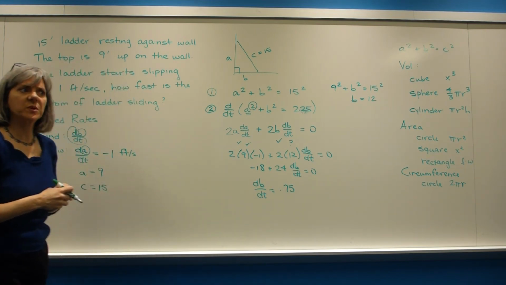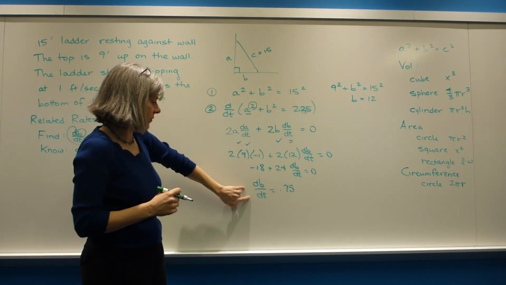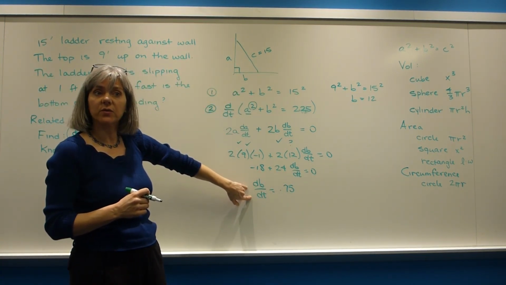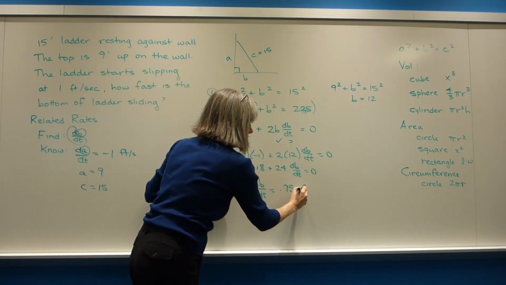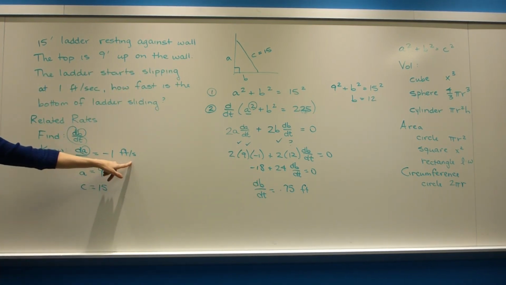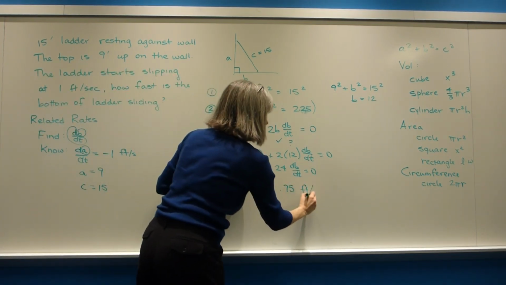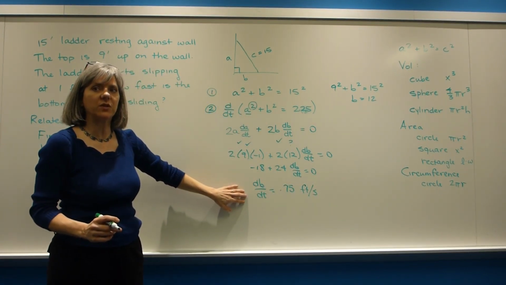Feet per second. Because this thing is sliding out, and again, it's right here. If you're not sure, it's right here. What are the units on B? Everything's measured in feet, so feet. What are the units of time? Come back to your original problem, seconds. The reason I don't write B prime is because dB/dt tells me more information.